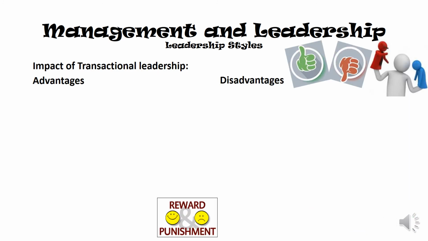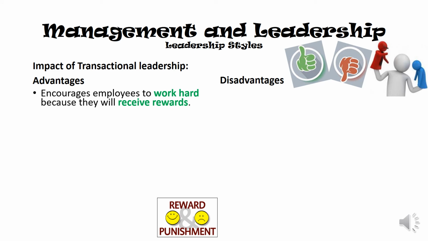The advantages of the transactional leadership style are, first of all, it encourages employees to work hard because they will receive rewards. As I said, everybody likes to receive a reward and everybody likes to avoid punishment. So employees will want to work harder, they will work towards meeting their target because they are actually going to receive something in return.